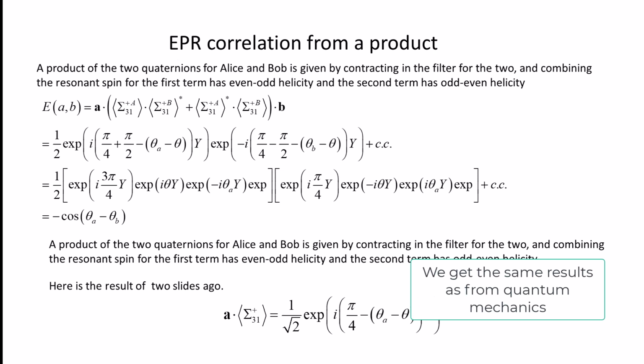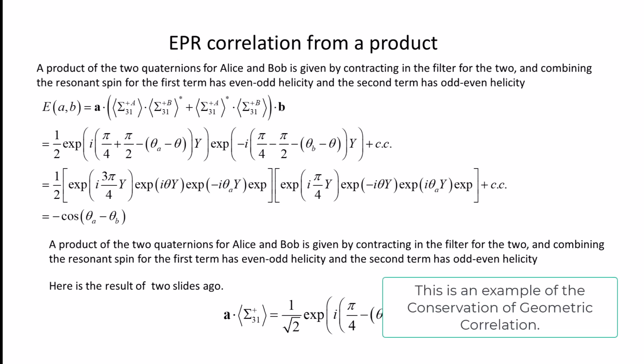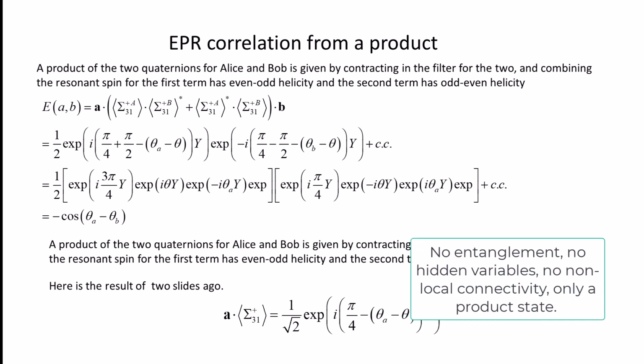In my paper on helicity, I showed that the correlation in the original singlet before separation, that is minus cosine theta A minus theta B, is conserved after separation from the two contributions of polarization and coherence. The reason I have the same correlation from before and after separation is an example of the conservation of geometric correlation. We have no entanglement and no hidden variables. There is no non-locality.